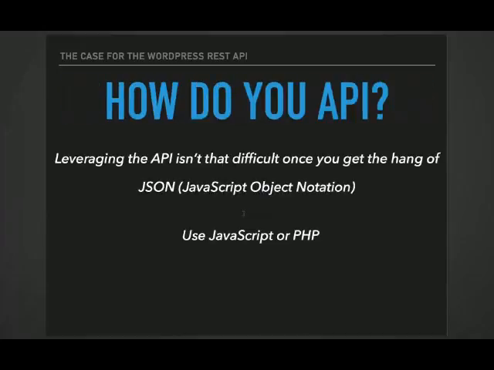So how do you API? Leveraging the API isn't exactly difficult, but there is kind of a new markup that you might have to get the hang of, and it's called JSON. It's JavaScript Object Notation. And with JSON, you could actually use JavaScript, which is kind of the big deal nowadays, or actually PHP.